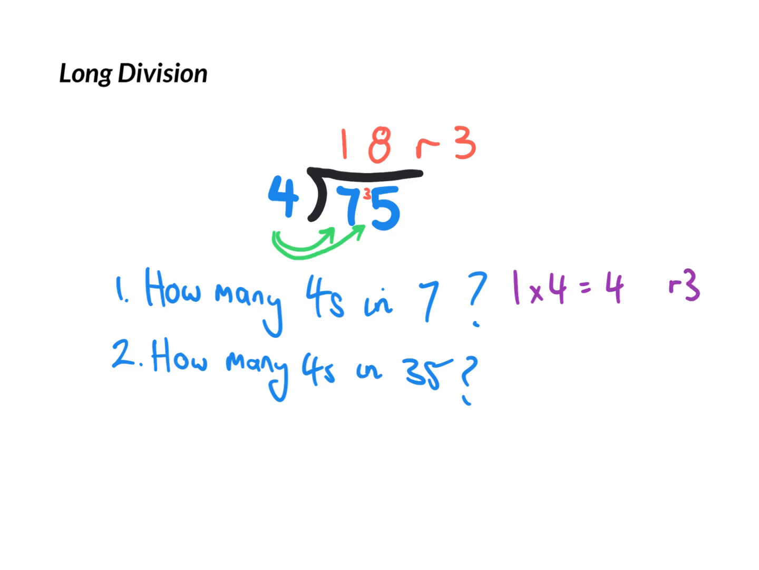So I take those 3 and I move it over to the ones column. And then I say to myself, how many 4s are in 35? Well, I know that there are 8 4s. 8 times 4 equals 32. And then there are 3 remaining, or 3 left over. So this is an easier way to understand long division. I know that 75 divided by 4 is 18 with a remainder of 3.